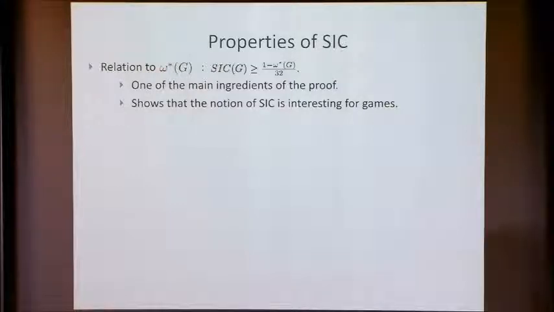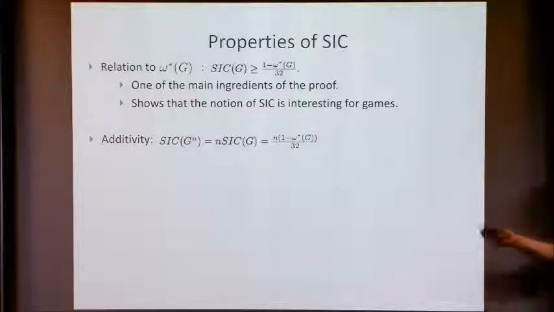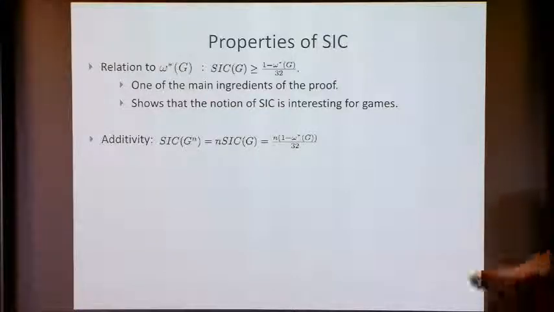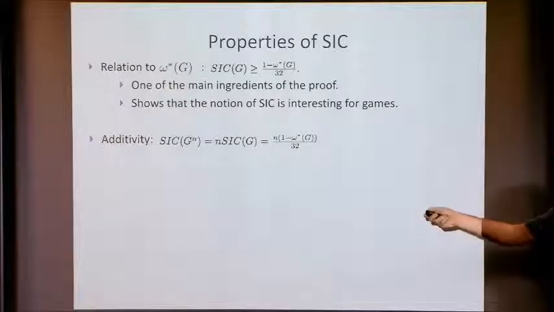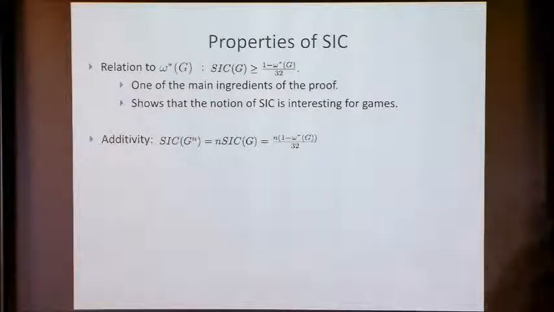Okay, second of all, additivity. So this is a larger or equal. Additivity is that the sec of g^n is equal to n times sec of g. That's because it's mutual information; we just apply a chain rule. These are things that we have pretty easily. Because we work with mutual information, these things work pretty well.